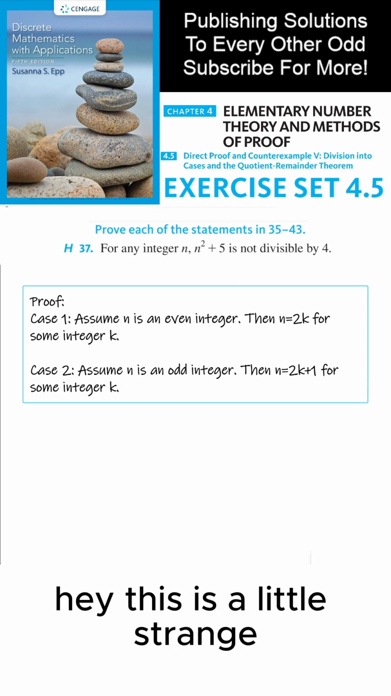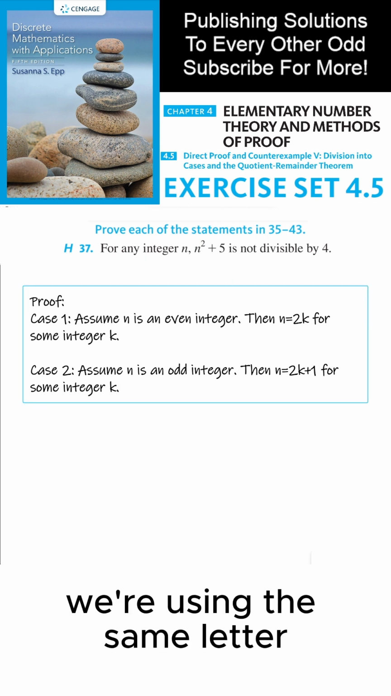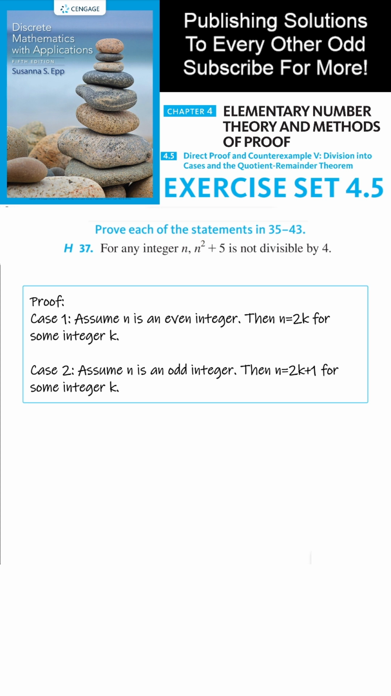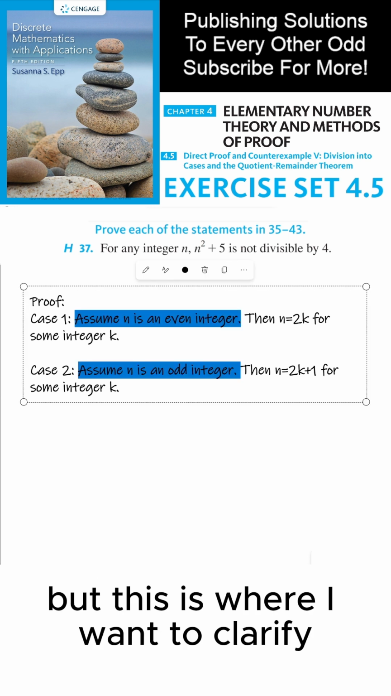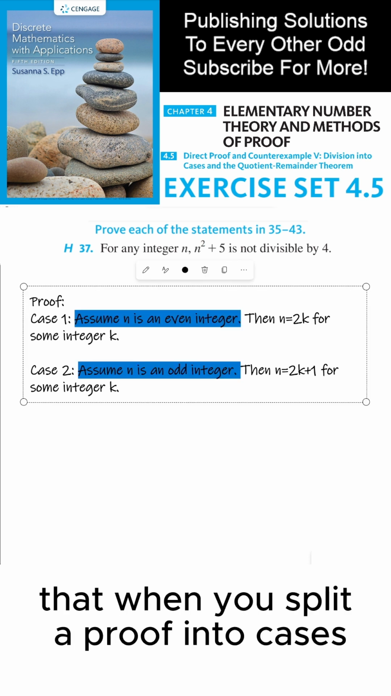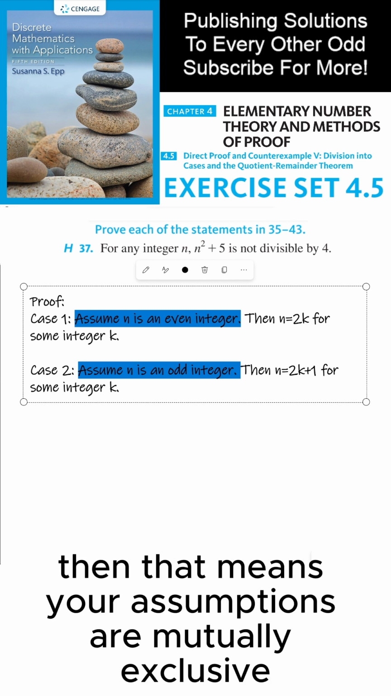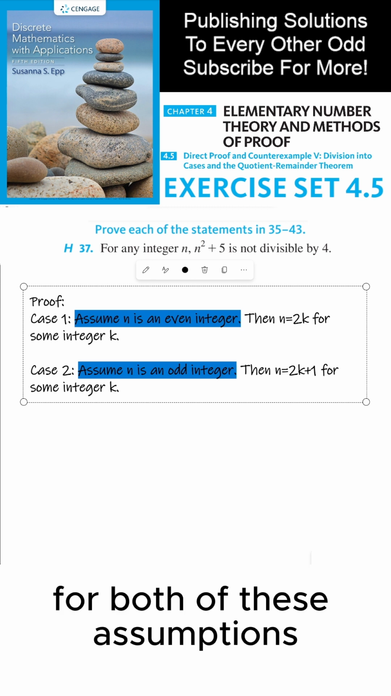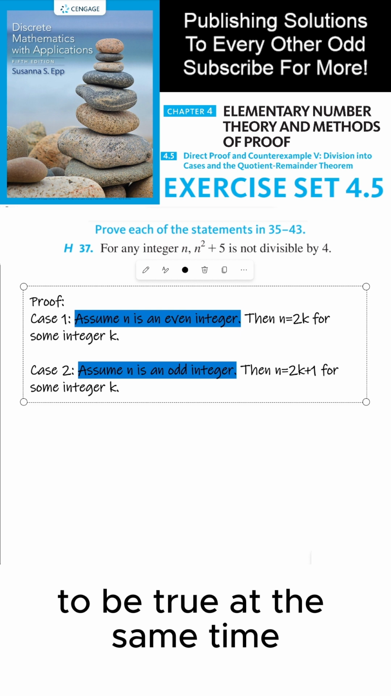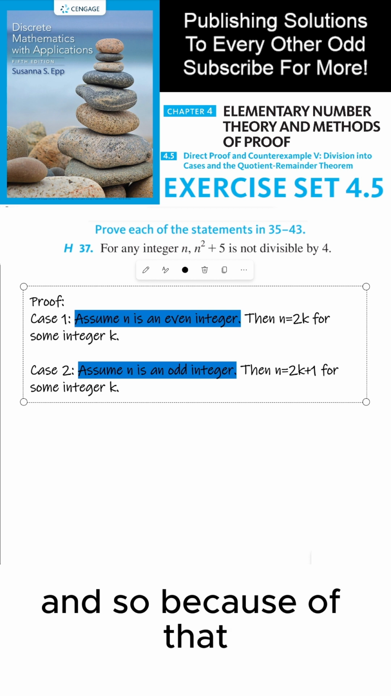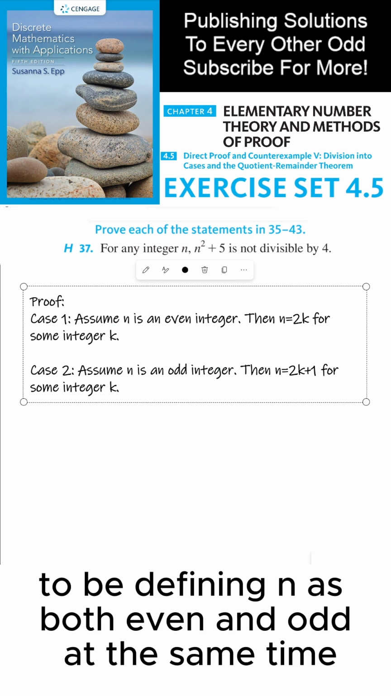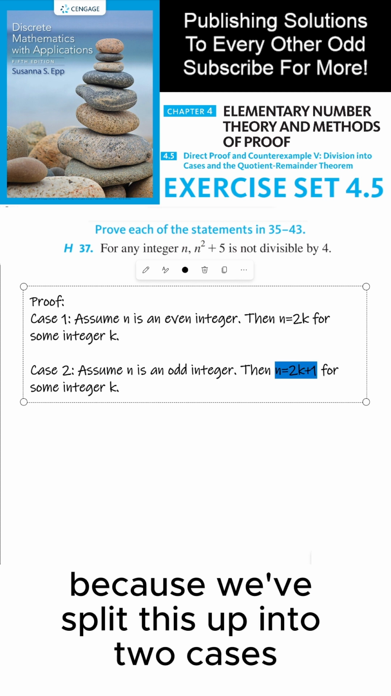Now you might be saying, hey, this is a little strange. We're using the same letter for two different definitions. Now in previous videos, we've used different letters when using different definitions. But this is where I want to clarify that when you split a proof into cases, then that means your assumptions are mutually exclusive, meaning that it's impossible for both of these assumptions to be true at the same time. Either n is even or it's odd. It can't be both. And so because of that, it's impossible to be defining n as both even and odd at the same time because we've split this up into two cases.